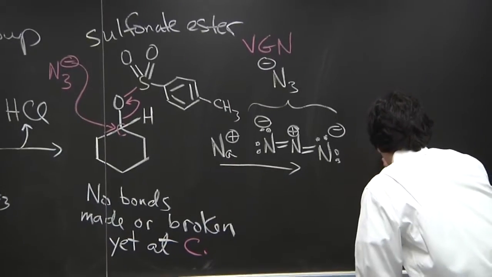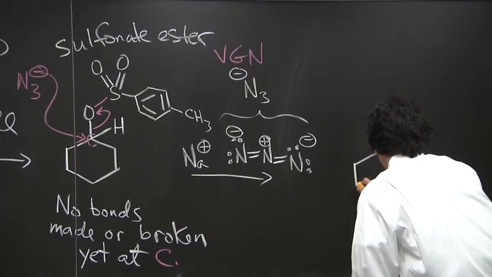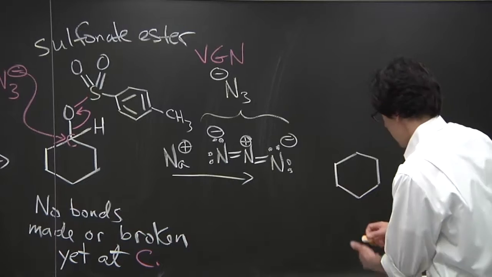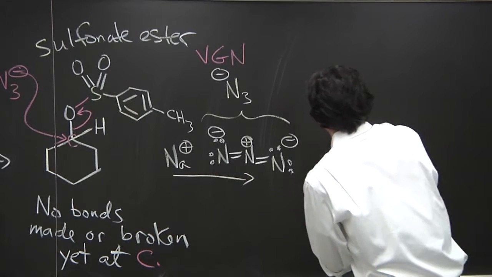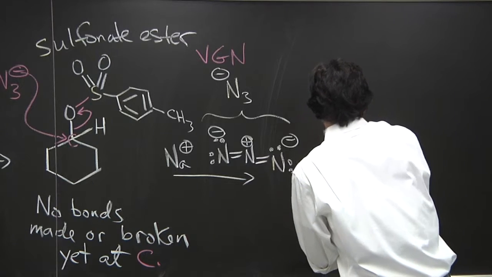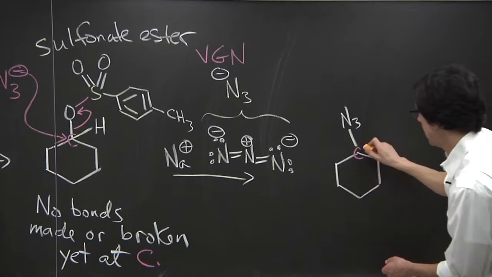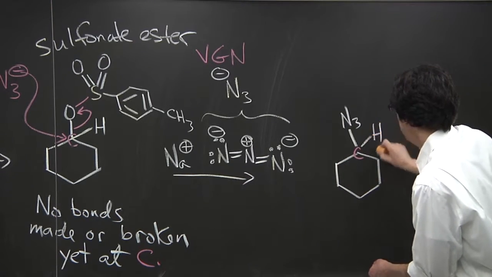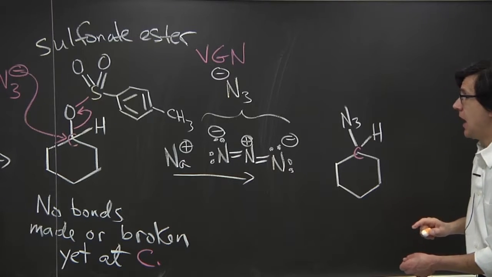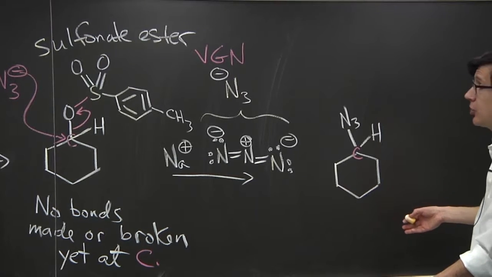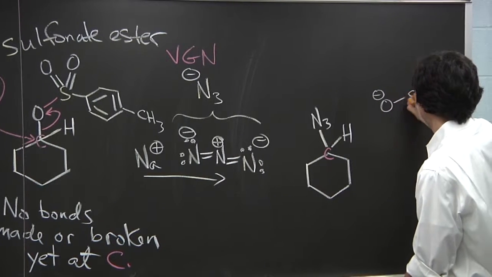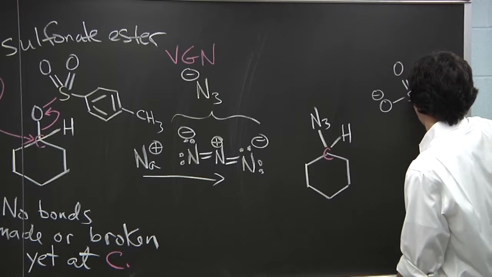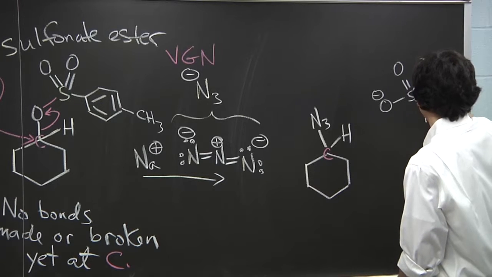The product is going to have the cyclohexane ring. Here's the pink carbon. The pink carbon is attached now to the azide group. There's still a hydrogen attached. And then if we're going to balance the reaction, we have the sulfonate anion that acted as my leaving group.